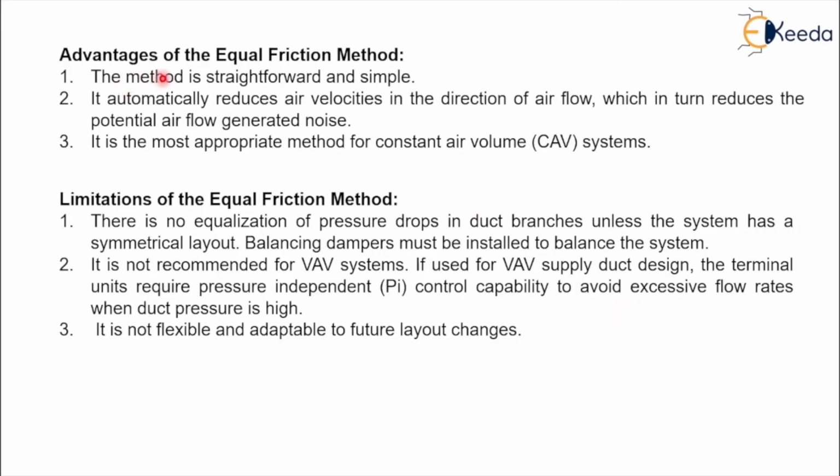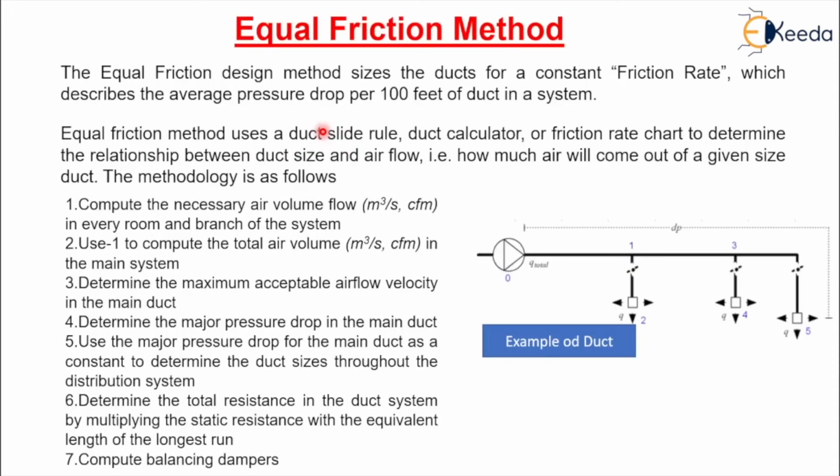Now, what are the advantages of the equal friction method? The method is straightforward and simple. I think there is no confusion in that. It automatically reduces air velocity in the direction of airflow, which in turn reduces the potential airflow-generated noise. You see here the volume flow rate will be x1 plus x2 plus x3 CFM. As the flow proceeds, here x1 has gone, and in this branch x2 plus x3 will go, and in this one x2 will come here, and in this one x3 will come.